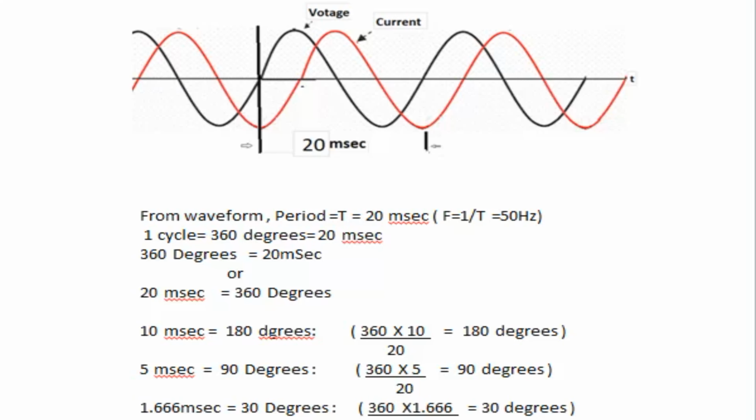One cycle equals 360 degrees or 20 milliseconds. So 360 degrees equals 20 milliseconds. If you want to convert to other timings, 10 milliseconds equals 180 degrees, that is 360 into 10 divided by 20, equal to 180 degrees. Suppose the time is 5 milliseconds, that is 360 into 5 divided by 20, equal to 90 degrees. 1.66 milliseconds corresponds to 30 degrees.